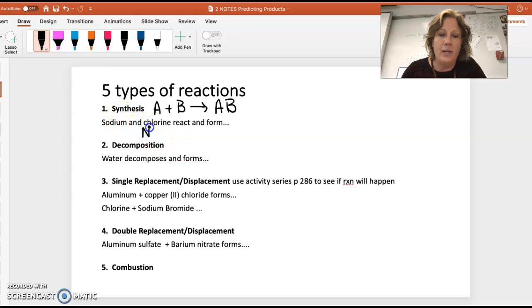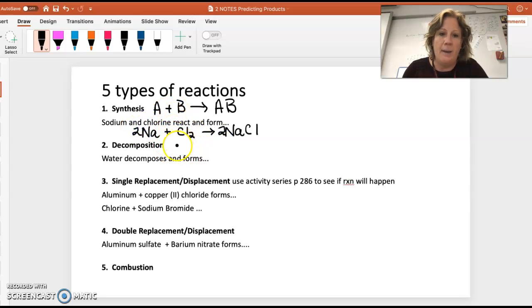Example, I've got sodium plus chlorine. Chlorine's one of the diatomics. And then they're going to form sodium chloride. And I need to balance charge when I write the chemical formula for this. Sodium is +1, it's in group 1. Chloride's -1, it's in group 17. And then we'll get into balancing. Actually, you guys know how to balance, so we could put a 2 and a 2.